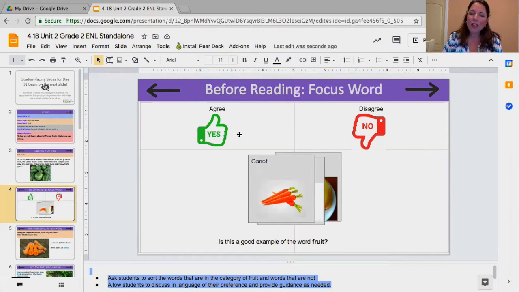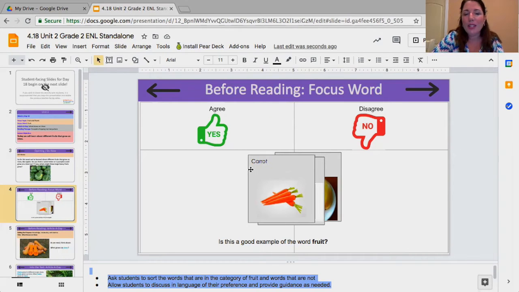And before we start reading our article a day, let's take a look at these pictures and let's sort them whether or not they are a good example of a fruit. And if they are, you can give me a thumbs up if you agree. And if you think that they are not a good example of a fruit, you can give me a thumbs down if you disagree. So what do we see in this first picture?